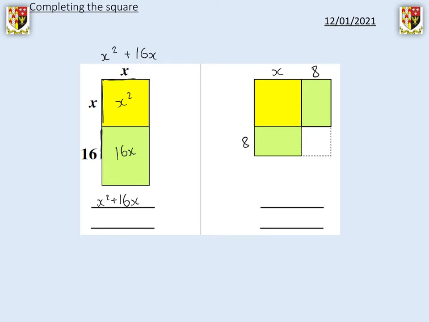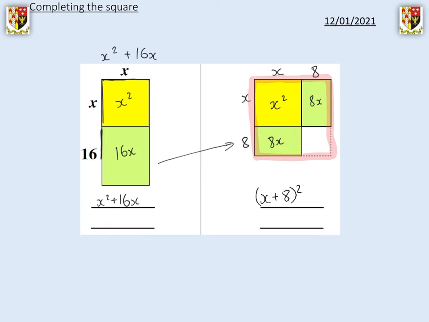So that's still x, and that's still x. So you can see that will be x squared, that will be 8x, that will be 8x. And these two, the yellow and the green sections, all together are the same thing. If we wanted to write an expression for the whole square, so to find the area of a square, we know that we can just square the sides, so x plus 8 all squared.